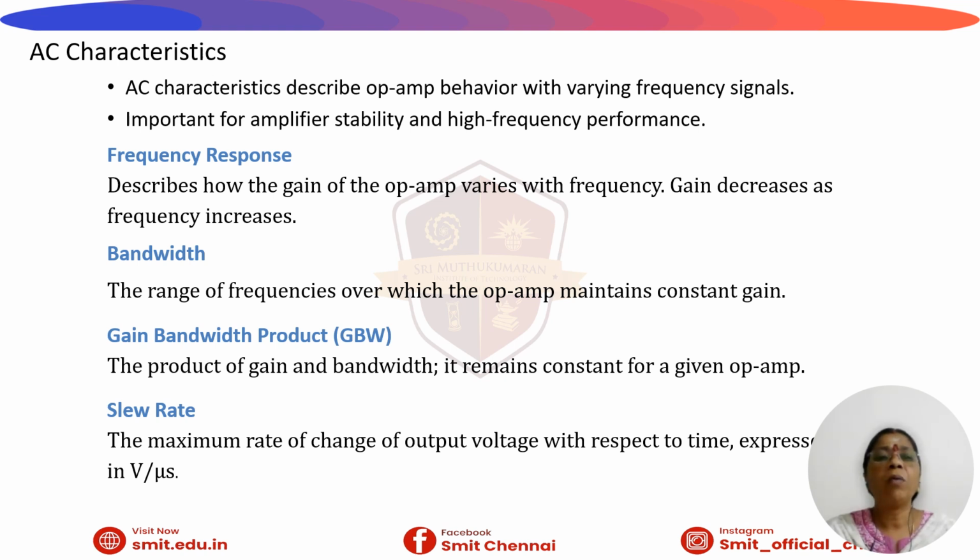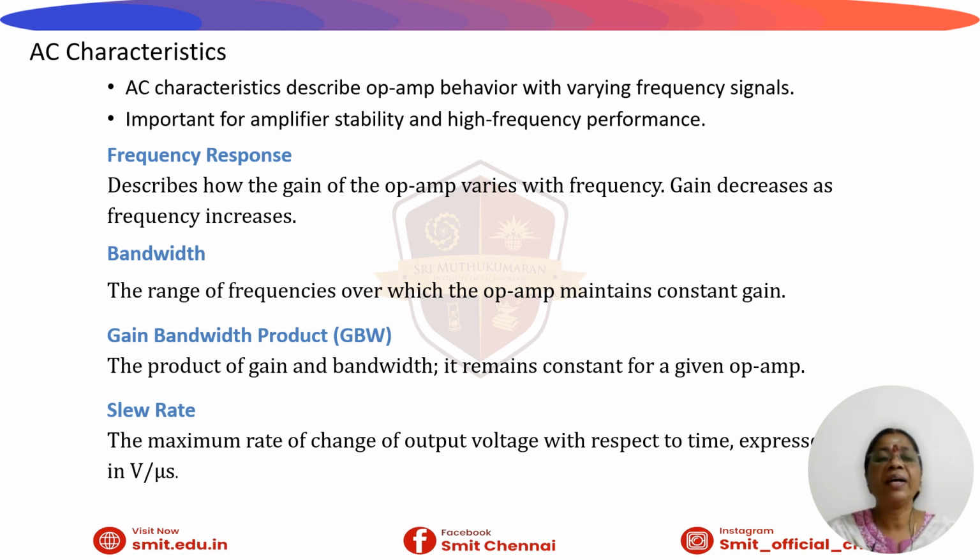speed. The prominent AC characteristics are frequency response, which describes how the gain of the op amp varies with frequency. Gain decreases as frequency increases. The next parameter is the bandwidth, the range of frequencies over which the op amp maintains constant gain. The next parameter is the gain bandwidth product. It is nothing but the product of gain and bandwidth. It remains constant for a given op amp.